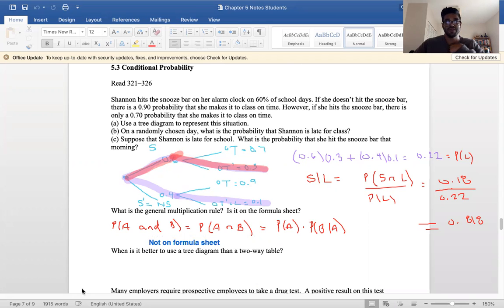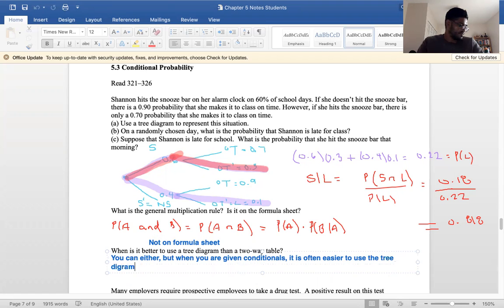So now, which is better to use, a tree diagram or a two-way table? You can use either. But when you are given conditionals, it is often easier to use the tree diagram. If you are given counts and proportions, it's typically easier to use a two-way table. So you can use either one. It's up to you. Those are just some suggestions.